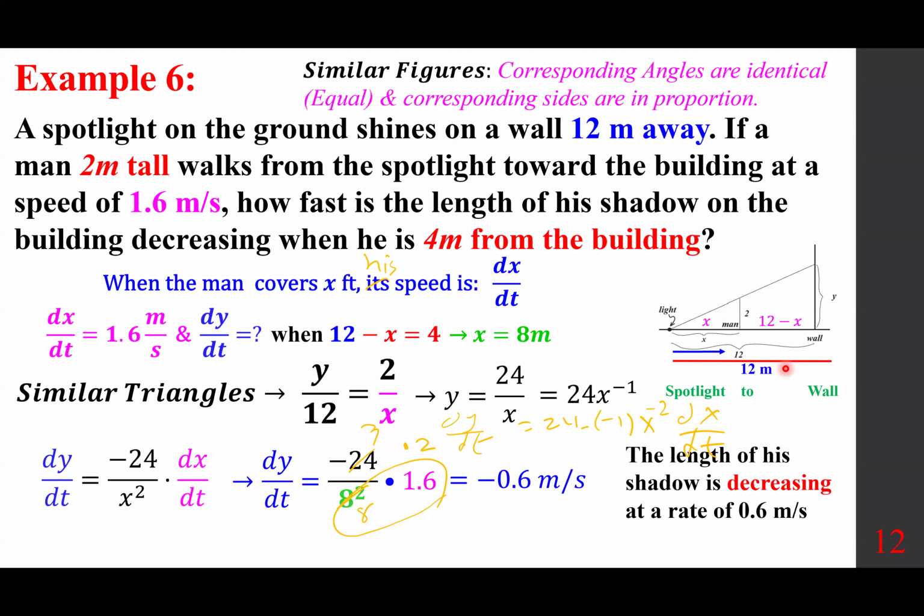So the entire distance is 12. So when we cover X, what is left? 12 minus X. And it says 4 meters from the building. That means 12 minus X is 4. So X is 8. And now the small triangle compared to the large one, they are similar figures. And we write y over 12 equals 2 over X and differentiate.